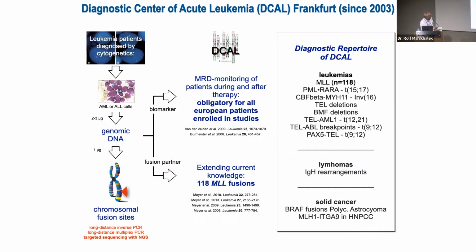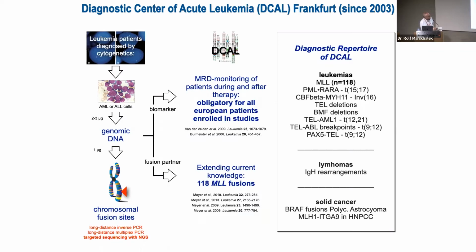And with this genomic DNA, we did for nearly 20 years a technique which is called long-distance inverse PCR to clone chromosomal breakpoints. These chromosomal breakpoints went back to the centers, to the clinicians who use this as a molecular marker to monitor therapy and to identify MRD in case the therapy was not working. And we use this information to define the MLL recombinome, and so far we have 118 MLL fusions known to be associated with acute leukemias, either acute myeloid leukemia or acute lymphoid leukemia.